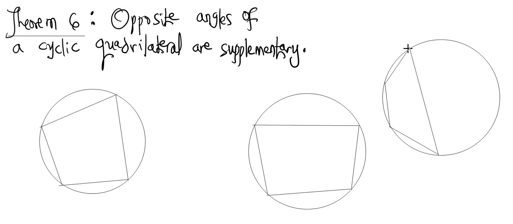Now, each of what we have here are all cyclic quadrilaterals. As you can see, the four corner points must touch the circumference of the circle before you can call them cyclic quadrilaterals. So they are all cyclic quadrilaterals. So opposite angles must add up to 180 degrees. The word supplementary means add up to 180 degrees.